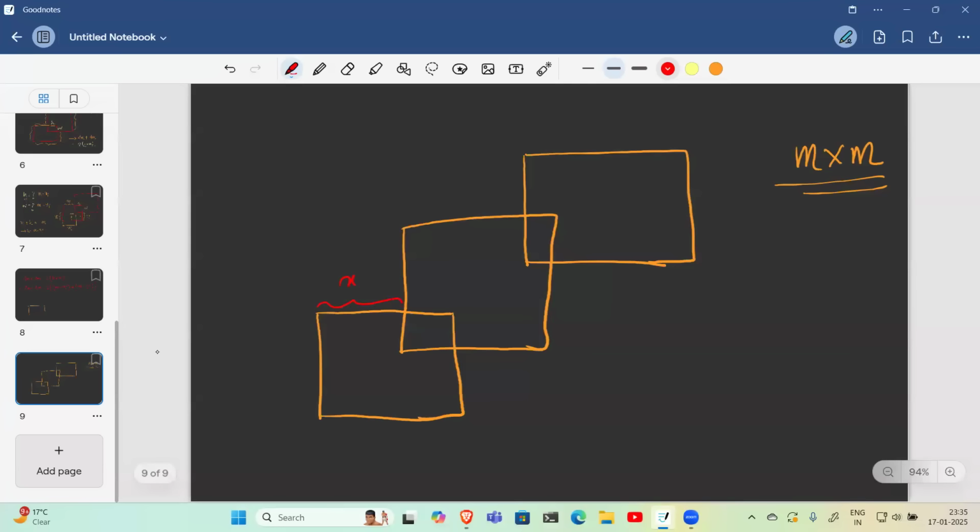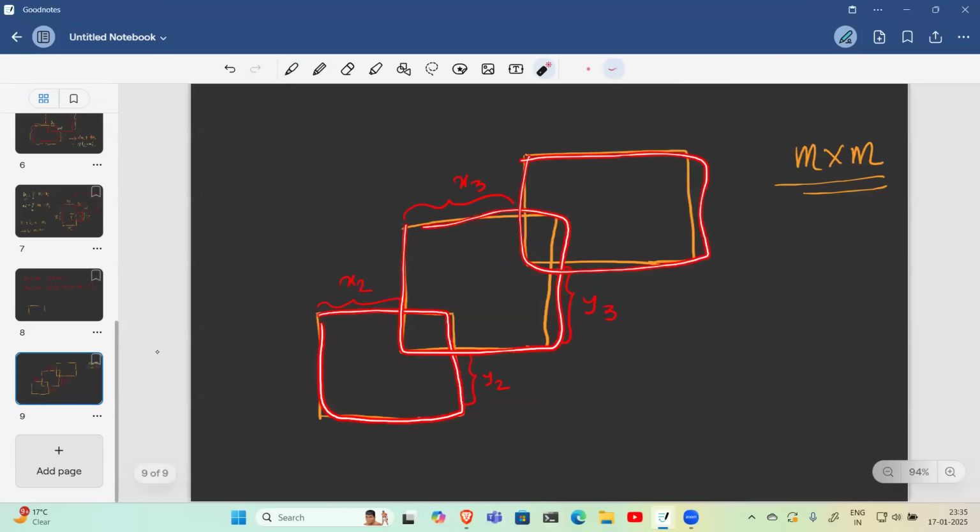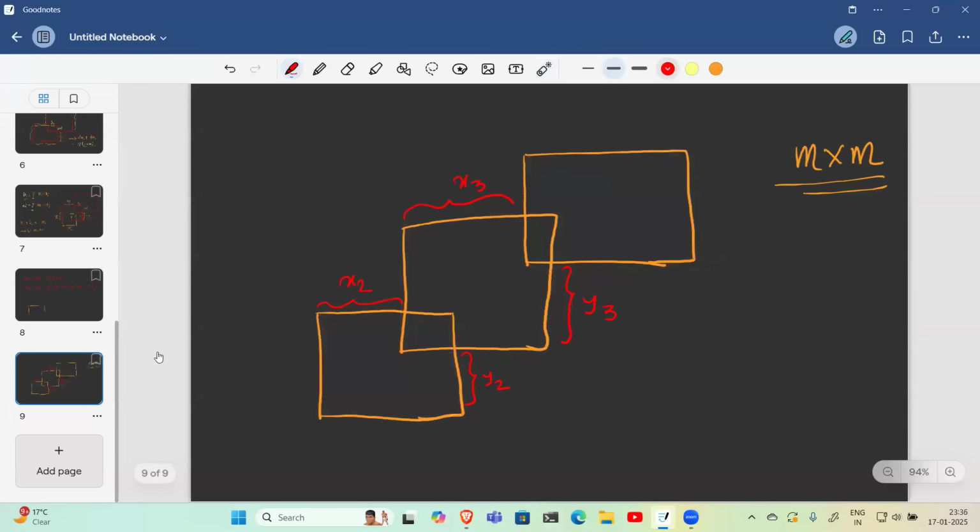This is nothing but x2. Similarly, this distance is known. This is y2. Similarly, this is x3, and this is y3. These distances are known. So what should be the perimeter of the shape? We will extend the same logic here. The perimeter of this entire shape is basically you add up all these perimeters. So I just initially add up all these perimeters.